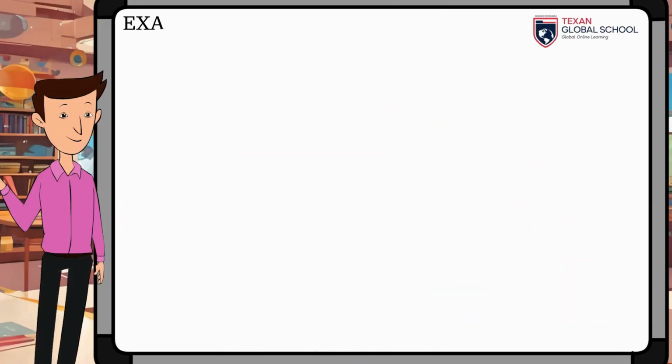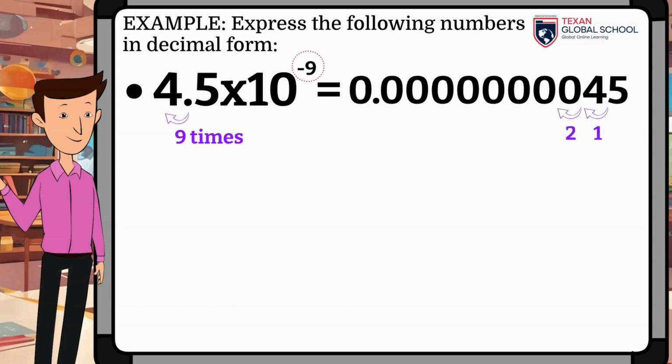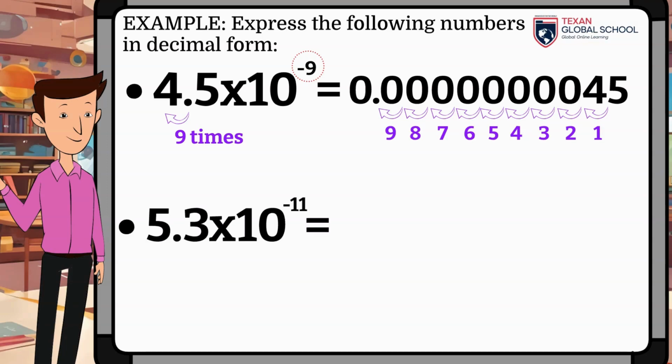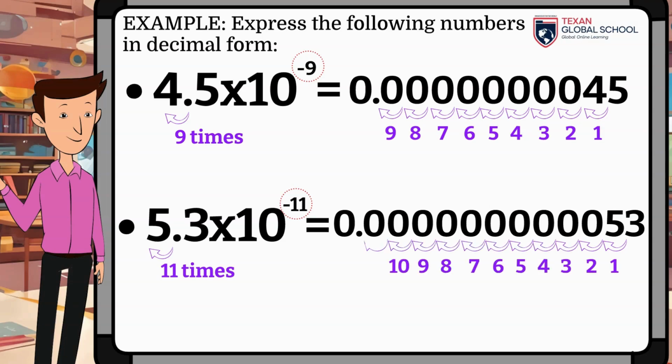Conversely, if we have a number expressed in scientific notation, we can express it as a decimal or integer. In this case, since the exponent is negative, move the decimal point to the left the number of times given by the exponent. So for 4.5 times 10 to the negative 9, move the decimal 9 times. Results, the decimal 0.0000000045. And for 5.3 times 10 to the negative 11, by moving the decimal point 11 times to the left, results 0.000000000053.